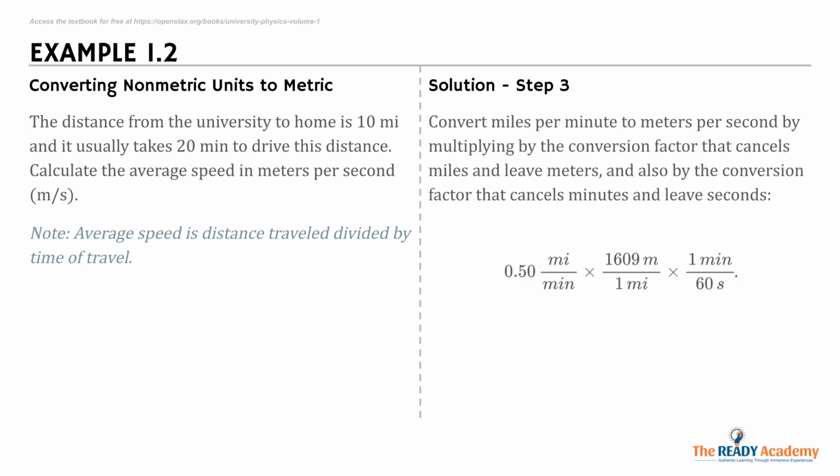Step 3. Convert miles per minute to meters per second by multiplying by the conversion factor that cancels miles and leaves meters, and also by the conversion factor that cancels minutes and leaves seconds. 0.50 miles per minute times 1,609 meters per mile times 1 minute per 60 seconds. After canceling units and performing the calculation, we find that this is 13 meters per second.